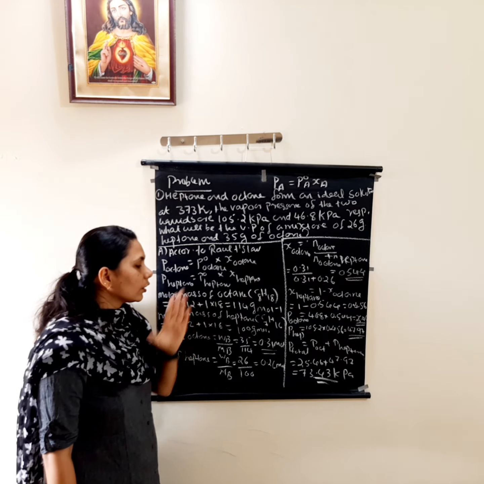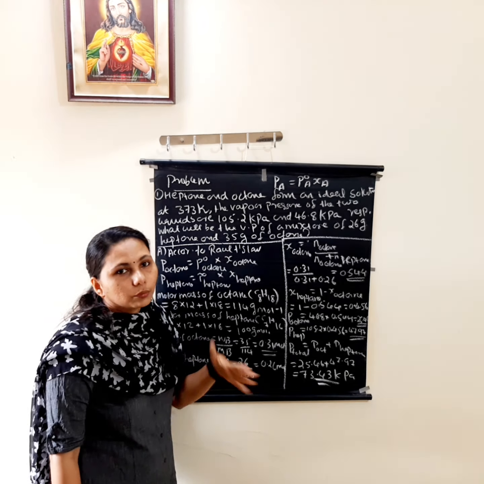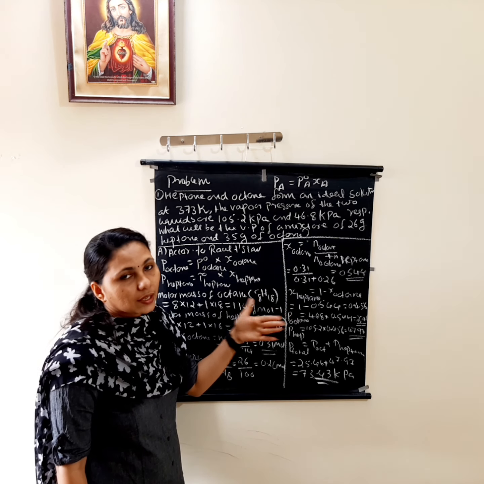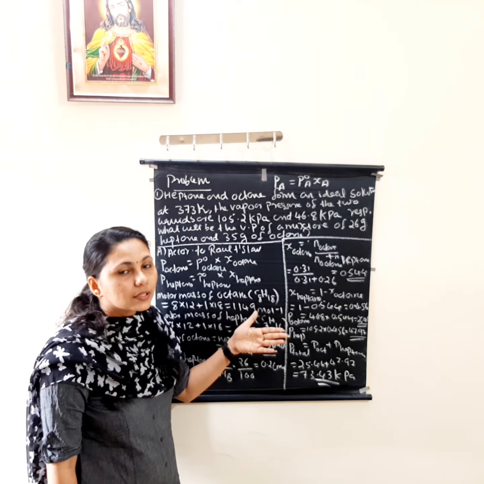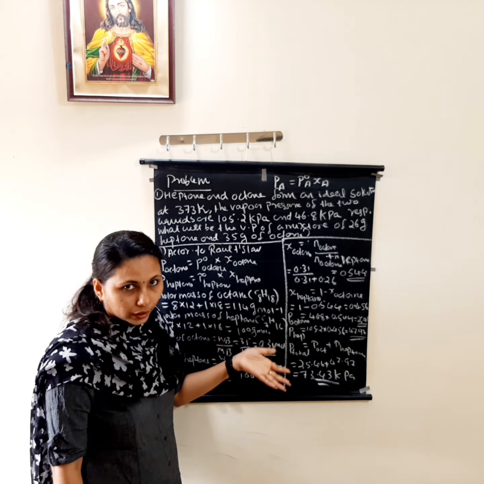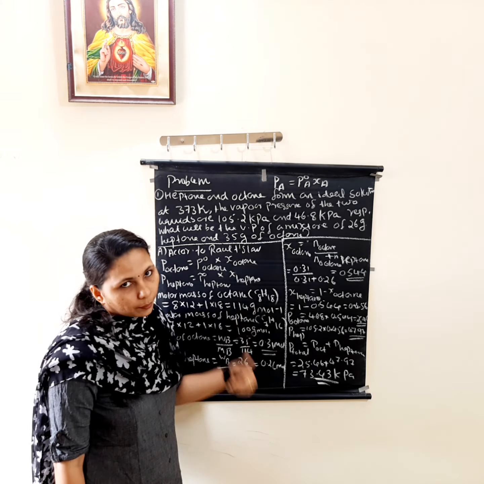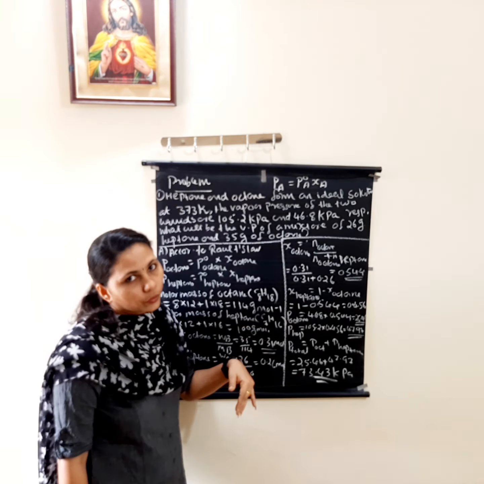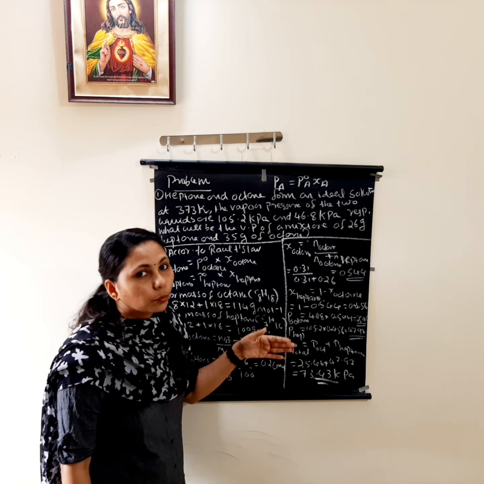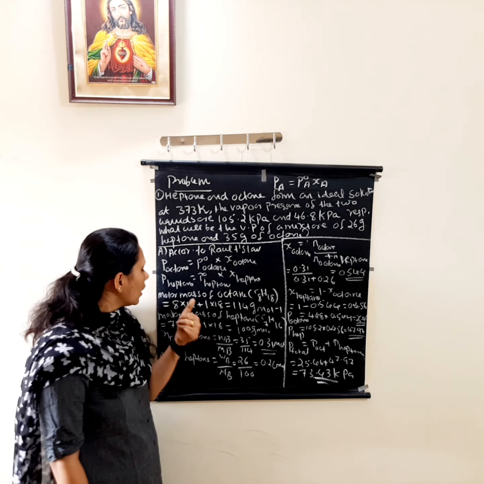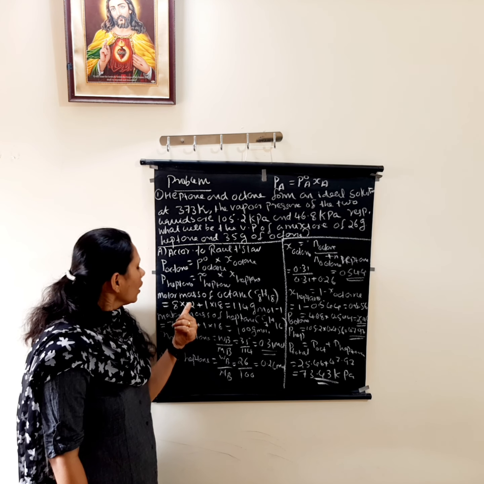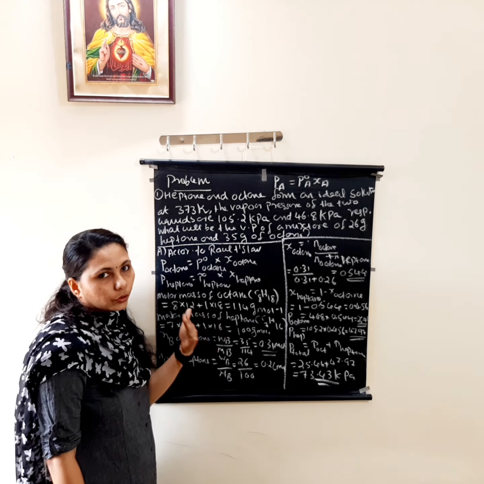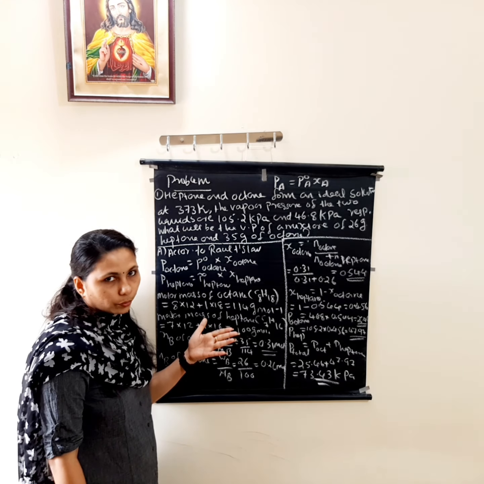For calculating the mole fraction, mole fraction of octane means number of moles of octane divided by total number of moles, that is number of moles of octane plus number of moles of heptane. So first we have to calculate the mole fraction of each one. For that we have to know the molecular mass, number of moles, etc.